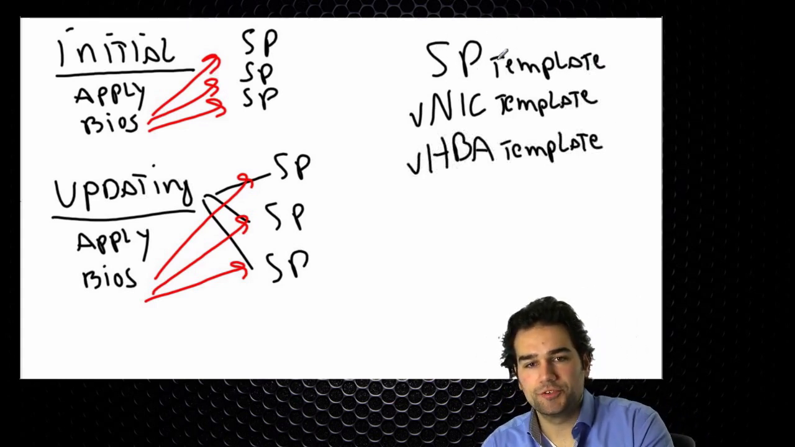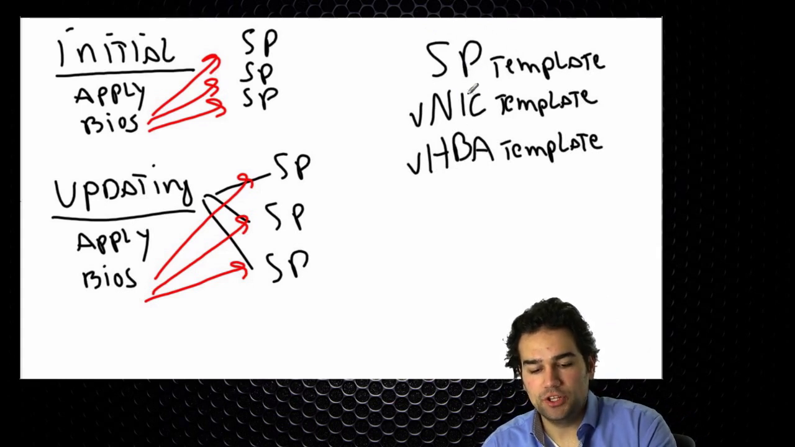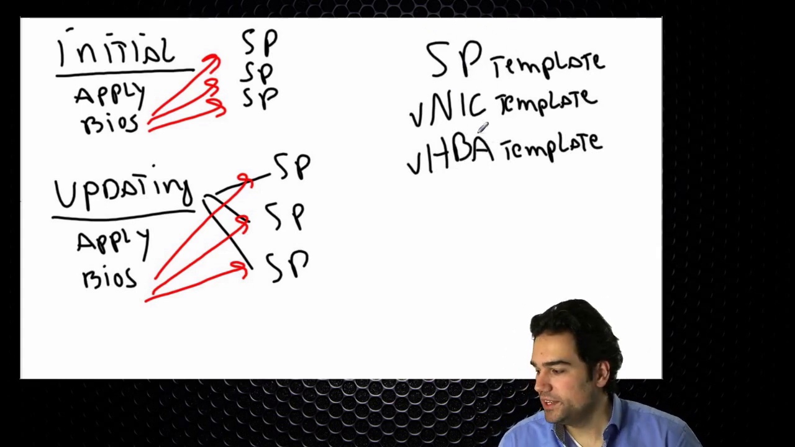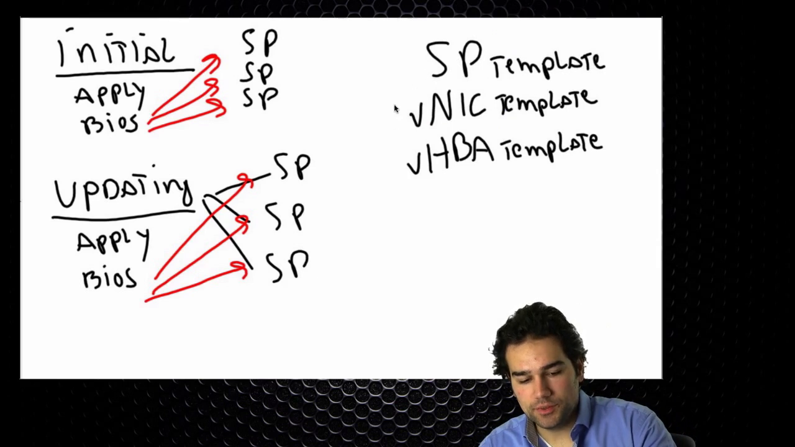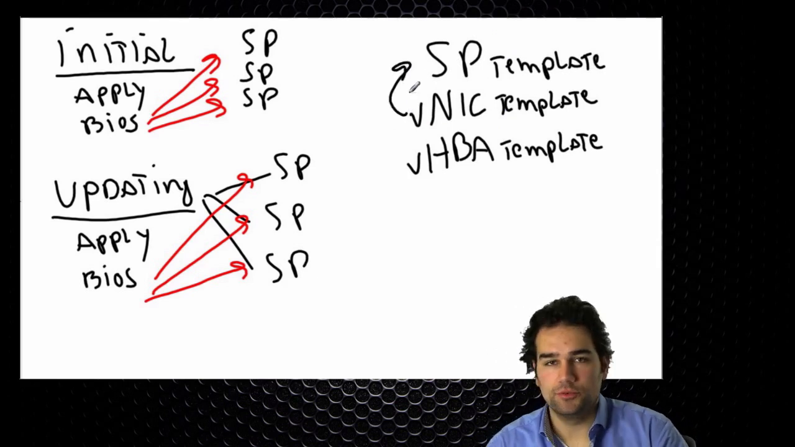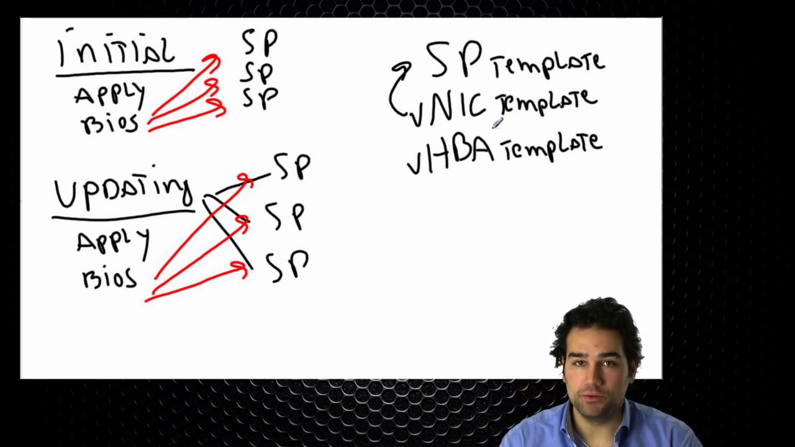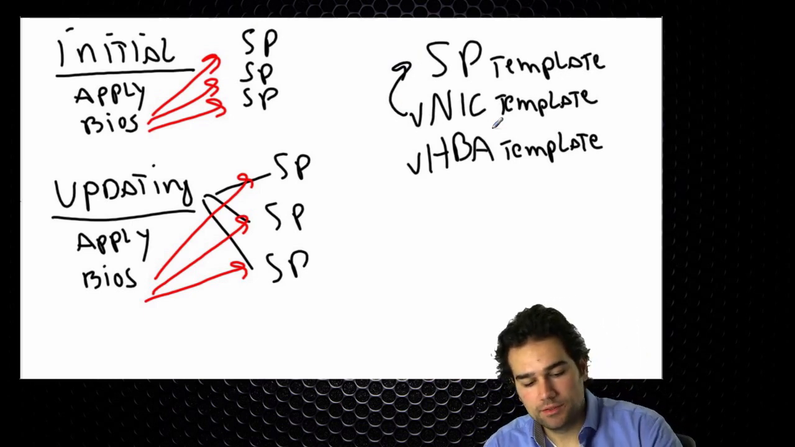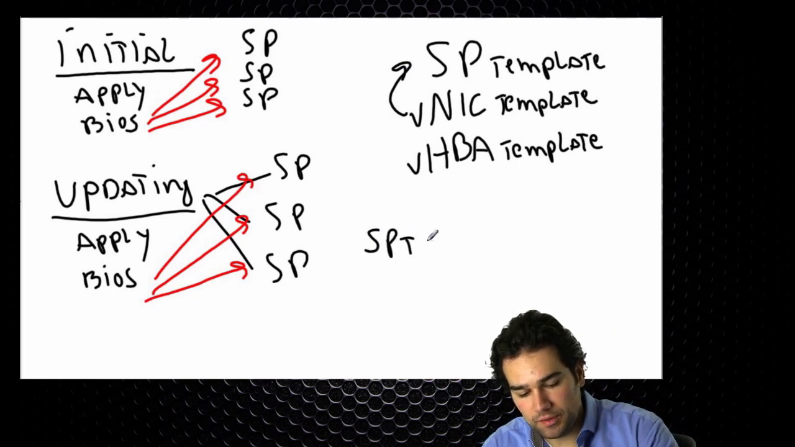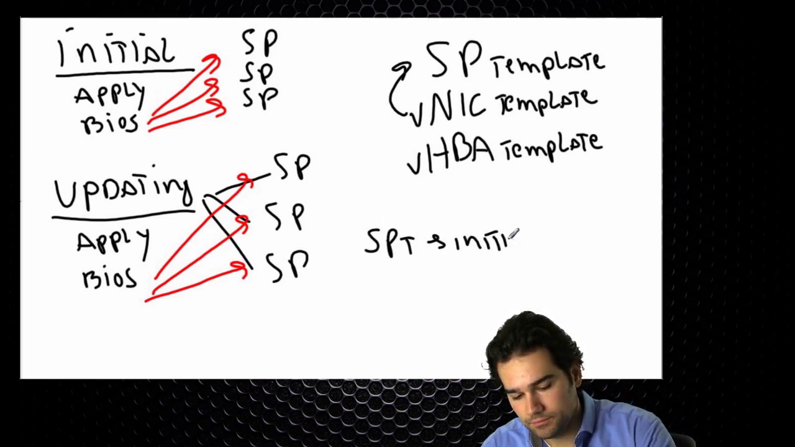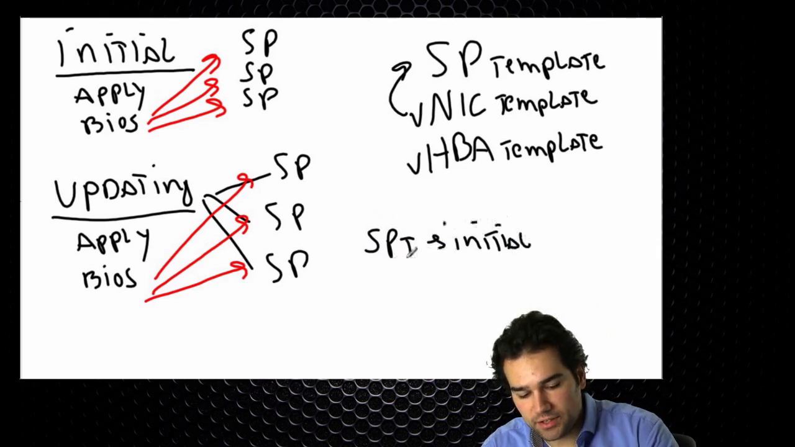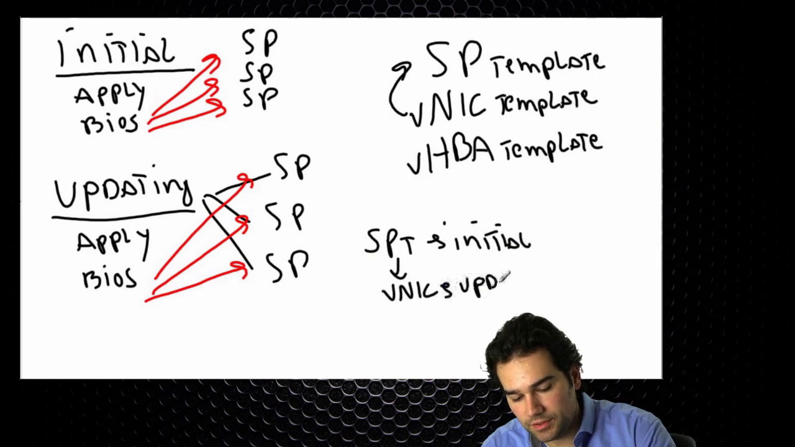Inside a service profile template, of course I'm going to use one or more VNIC templates to do my work. If I'm using those VNIC templates in the service profile template, these VNIC templates can be initial or updating as well. And I can have a mix. So I could say that my service profile template is an initial template, but my VNICs that are in this service profile template are using updating templates.